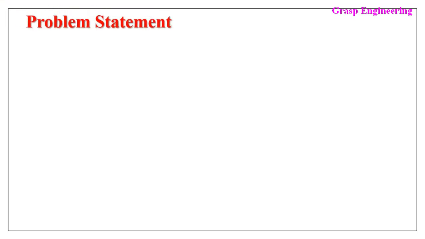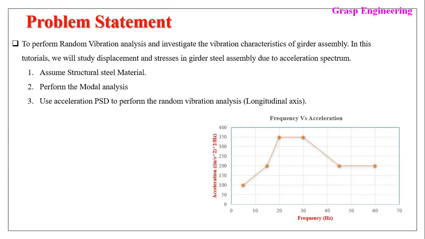So this slide represents our actual problem definition. Here we need to perform the random vibration analysis and investigate the vibration characteristics of the girder assembly. In this tutorial we will study the displacement and stresses in the girder steel assembly due to an acceleration spectrum.